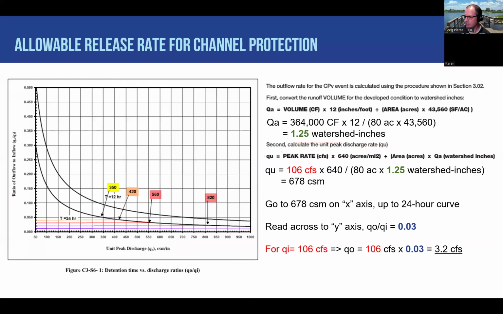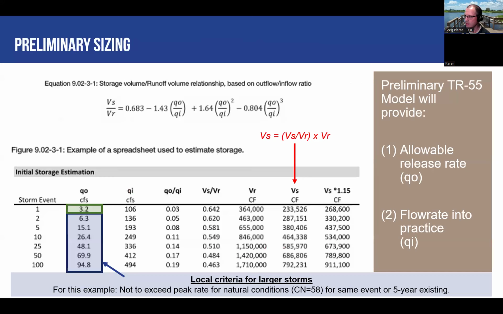So that's how we calculate the allowable release rate to meet the channel protection volume standard. If you plug that into this formula here and work your way across, this starts to give you an estimate of how much storage you're going to need to manage the 1 year storm. And then with Senate File 455, we're going to focus a lot more on the 100-year storm and the storage you need for that.